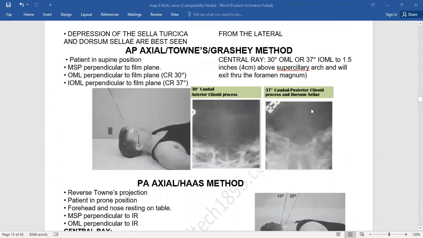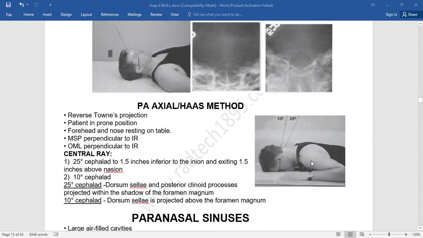So next is PA Haas method. So this is the opposite of Towns or Grashey method. So ang Haas naman, PA axial. Ang Towns or Grashey, AP axial. So as you can see, nakadapa yung patient. So this is the reverse Towns. So again, yung opposite ng ating Grashey or Towns method is the Haas method.